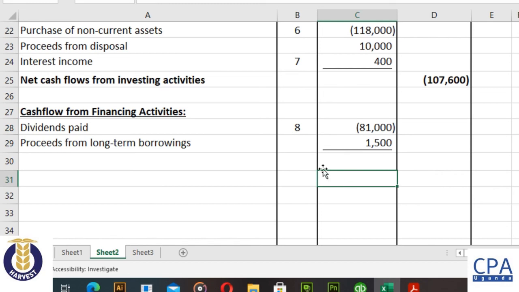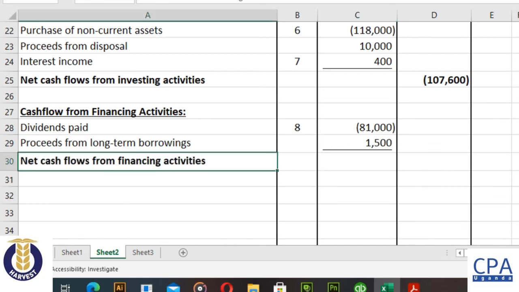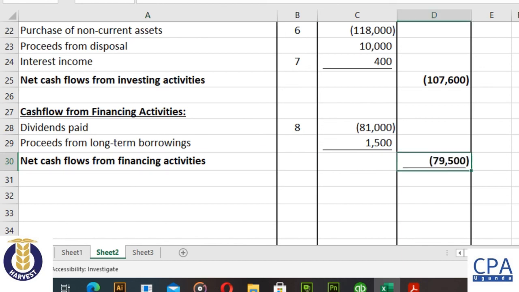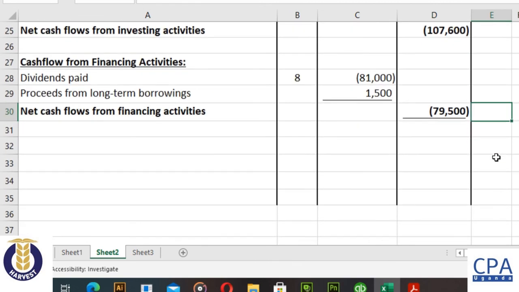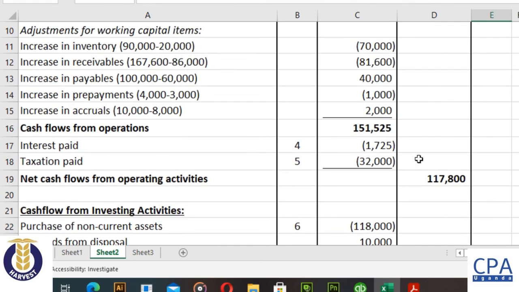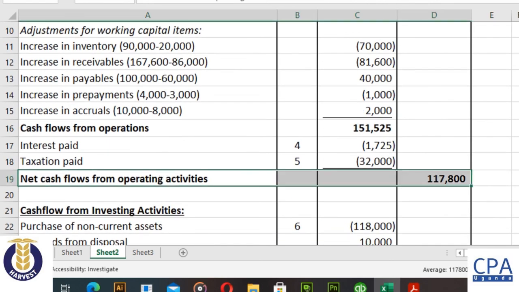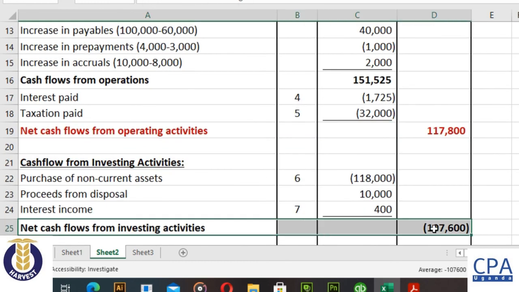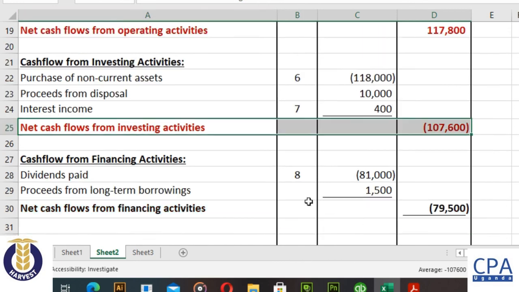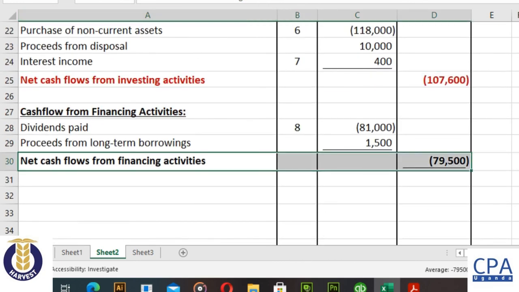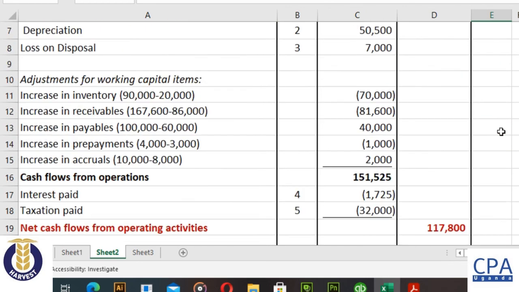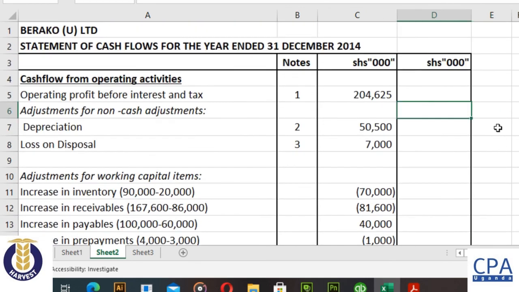So I've given the full account for the cash flows from financing activities, and at the end of the day, I'm going to get the total, the net cash flow from financing activities, and that comes to an outflow of 79,500,000. So as you can observe, the last column has been reserved for the totals, those for the operating, investing, and financing activities. That is how we should do it in the examination, and don't mess up this last column.